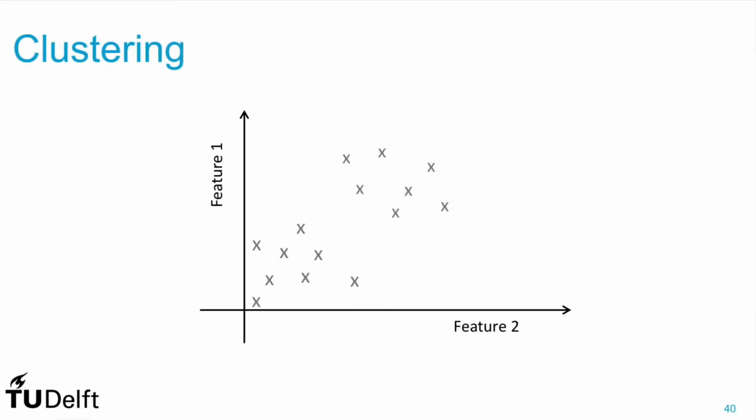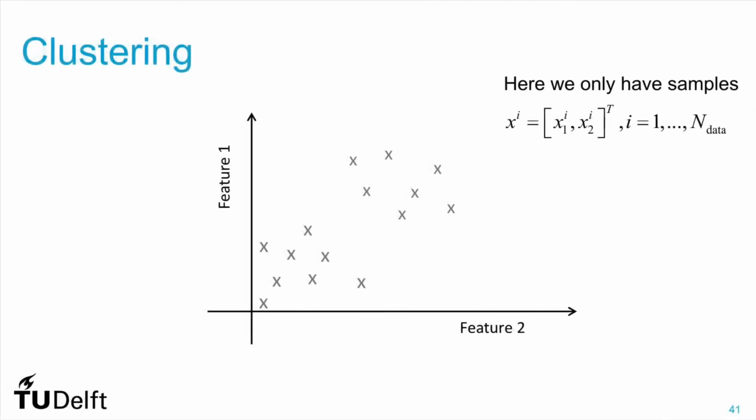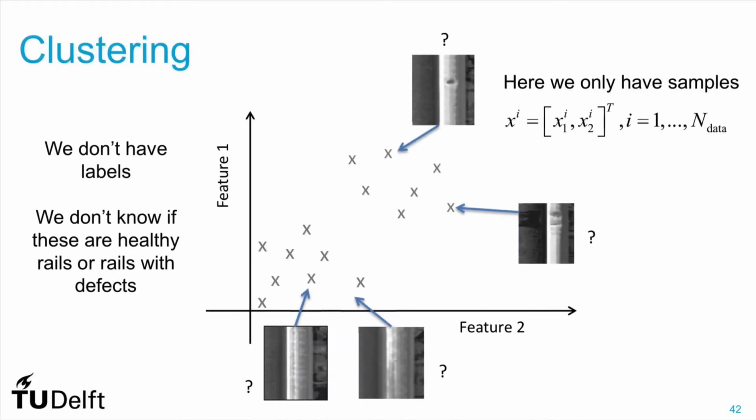So this is the problem we have. Data that is mapped into a two-dimensional space, two features. Each data point represents one image. And here, in the clustering problem, we only have samples. We only have the data, and we don't know the labels. We don't know if these images are of healthy rails or rails with defects. So those are all question marks.